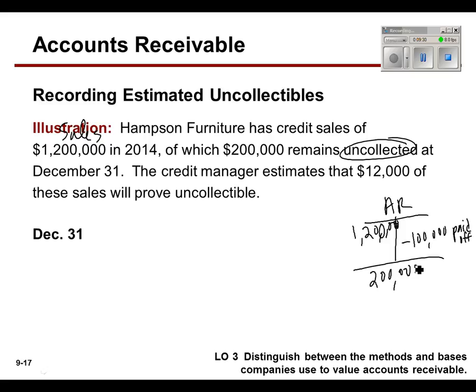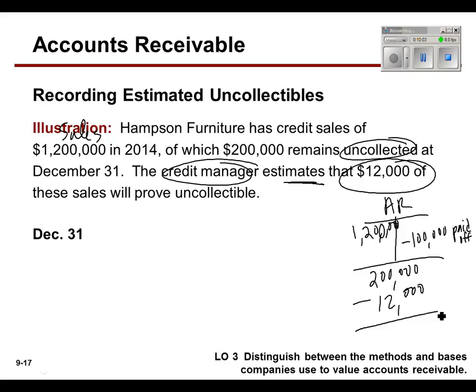Do you think we can try to track those people down? Yeah, we can call them, we can send them written notification. But then the credit manager, the person behind the desk managing all of this, estimates, and this is an estimate, that of that 200,000, 12,000 will prove uncollectible. We're going to work really hard to get a lot of our money back, and they did. If we subtract off 12,000, we're looking at 78,000. I don't know if it's 78,000. We'll just go with it.